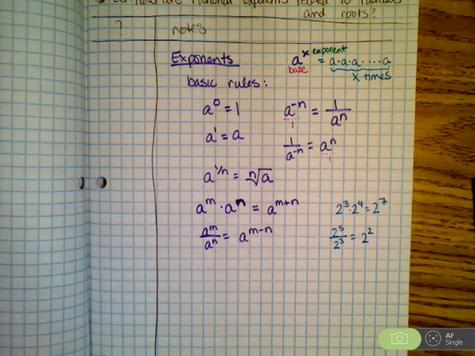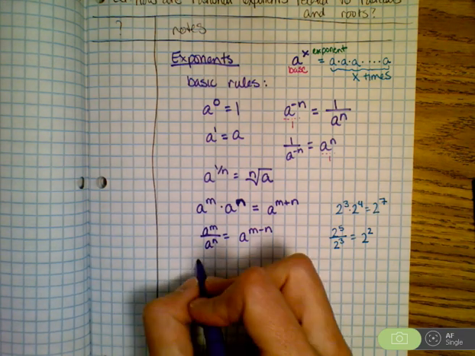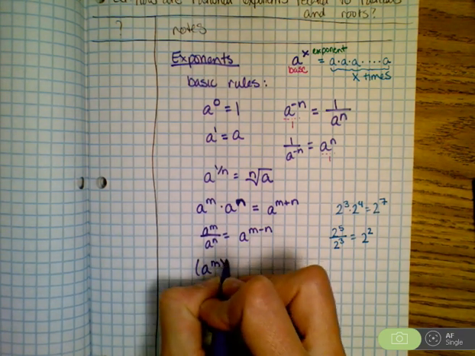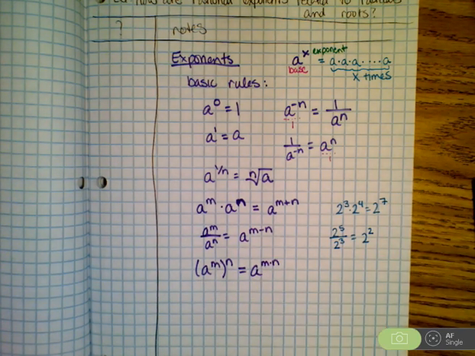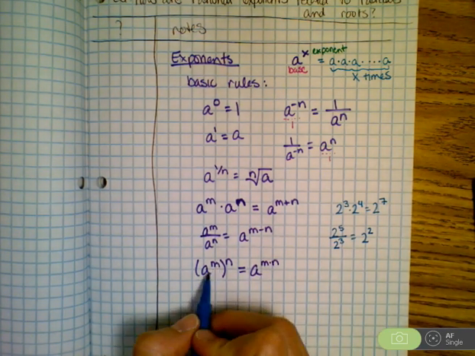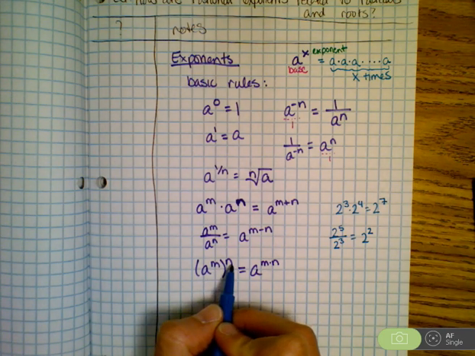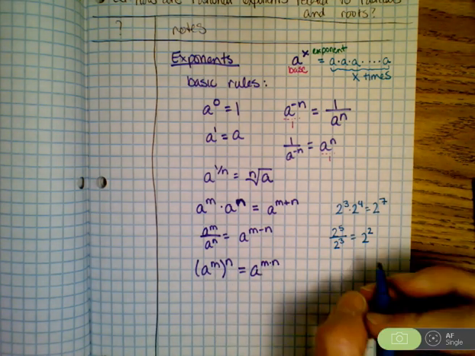Which brings us to rule 3, which is a to the m, to the power of n, equals a to the m times n. Remember, this would mean you're doing a to the m over and over again n times, which is why they multiply.